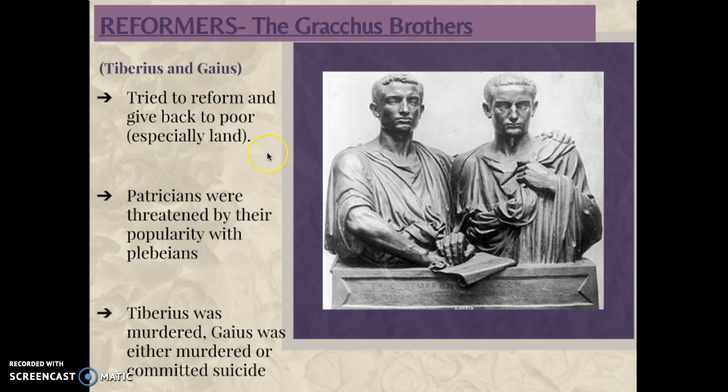Okay, so they try to reform and give back to the poor, especially land. Of course, the wealthiest people are threatened by this because of the brothers' popularity with the plebeians. Tiberius will be murdered for this, and Gaius was either murdered or committed suicide. Either way, the reform movements don't really quite stick.